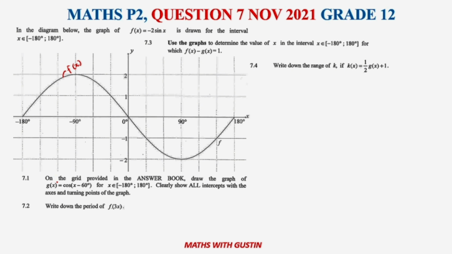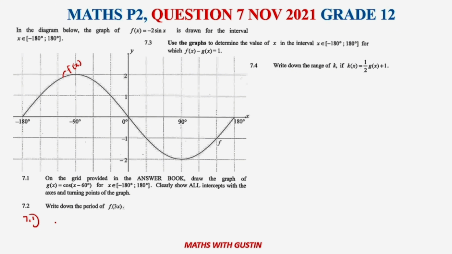Now it says here, on the grid provided in the answer book, okay, this is our grid, draw the graph of g(x) = cos(x - 60 degrees) for the same interval of -180 to 180. Clearly show all intercepts with the axes and the turning points of the graph. Okay, good stuff. So now let's come here. First things first, we need to find the turning points of this graph.